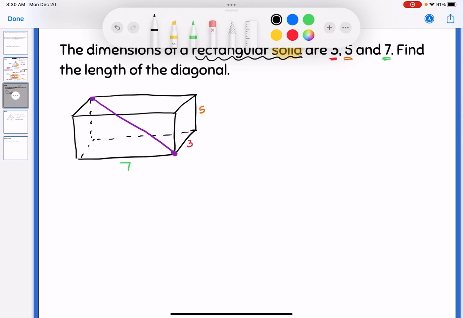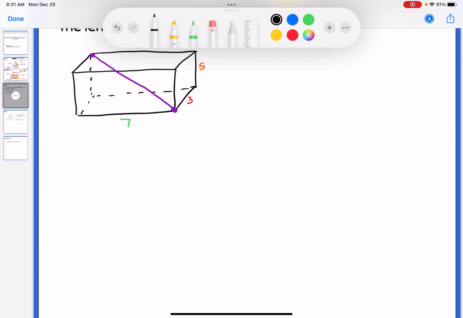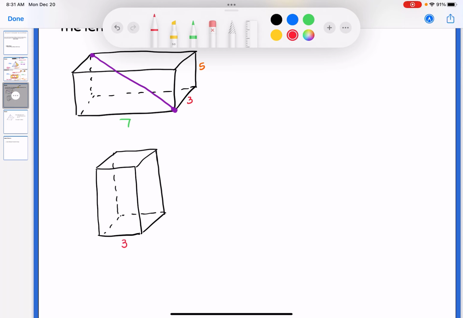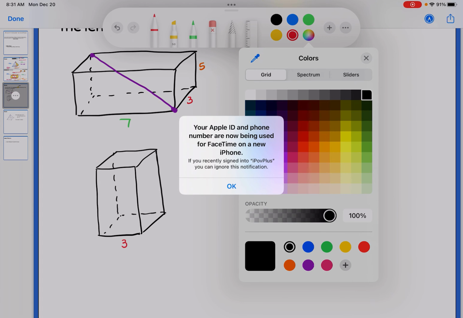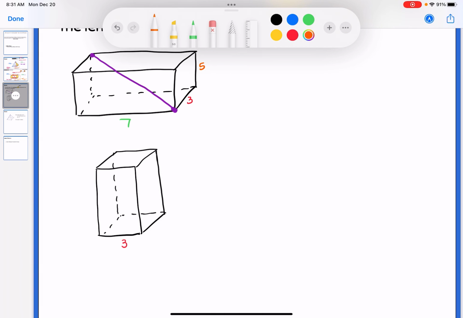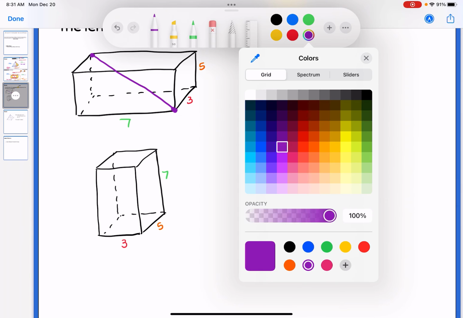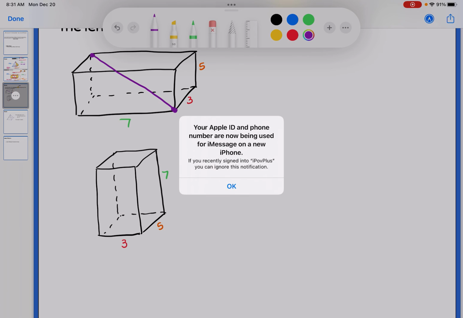Now, when I get that question, does it matter which way I go? Well, let's just picture this. What if I took that same prism and I rotated it so that a different side was the base, something like this. Now I still have 3, 5, and 7, so let's say this is still 3. This one would be 5. This is 5, and now my height is 7. Does it change the length of this diagonal that's slicing through here?